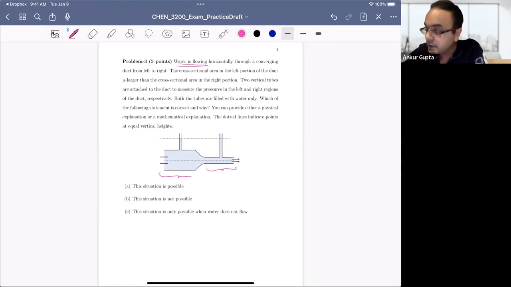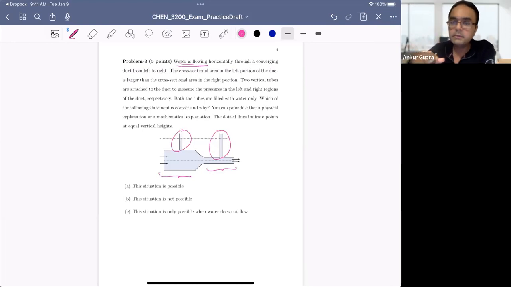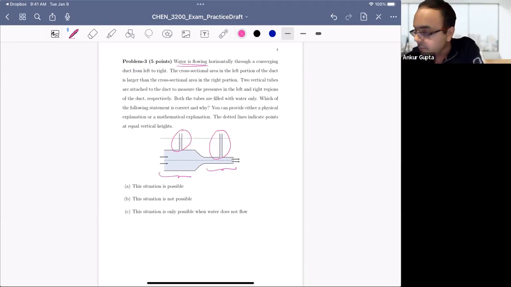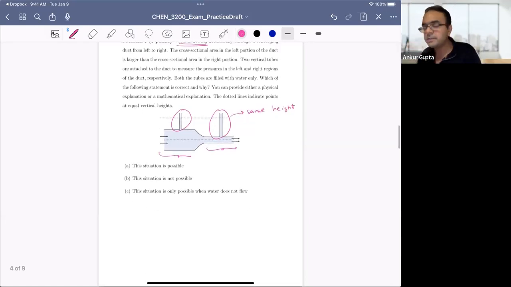Two vertical tubes are attached to the duct to measure the pressures in the left and right regions of the duct respectively. So these tubes are essentially acting as a pressure meter, and both tubes are filled with water only. So essentially it's only water everywhere. Which of the following statements is correct and why? And this is the same height that has been given. Okay, so how can we approach this?